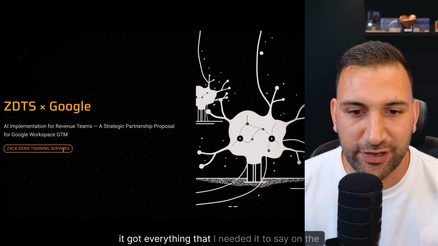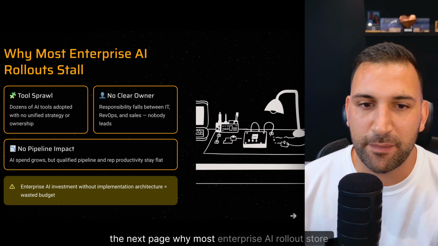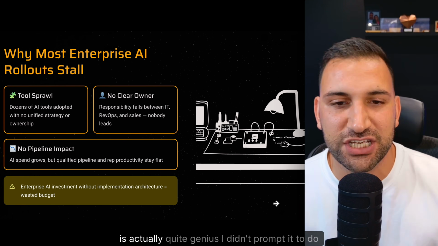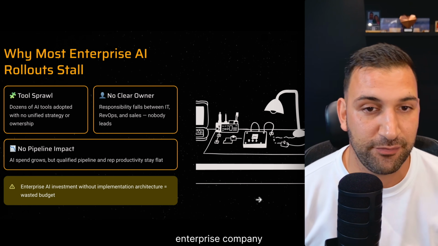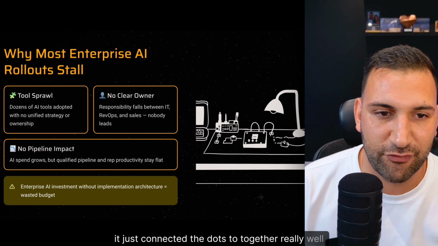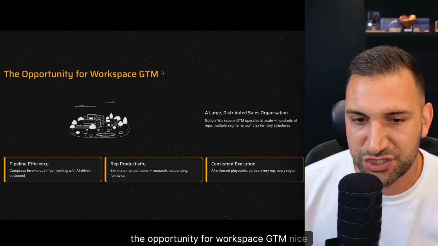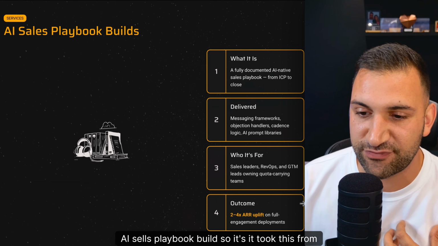It got everything that I needed it to say on the front page, which should always be very minimal. And the next page, Why Most Enterprise AI Rollouts Stall, is actually quite genius. I didn't prompt it to do that, but it understands that Google is an enterprise company. I'm pitching AI implementation. It just connected the dots together really well. The opportunity for Workspace GTM, nice.